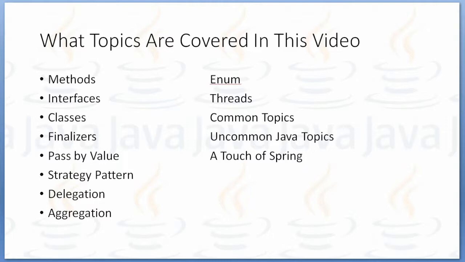Alright, so these are the topics we're going to cover in this video: methods, interfaces, all types of classes, finalizers, pass by reference, strategy pattern, declaration, aggregation, enum, threads, common topics, uncommon Java topics, and a touch of Spring. And a lot of these topics were questions I actually got asked during a Java interview, so that's kind of how I compiled this video.